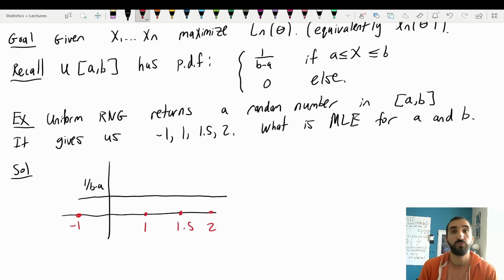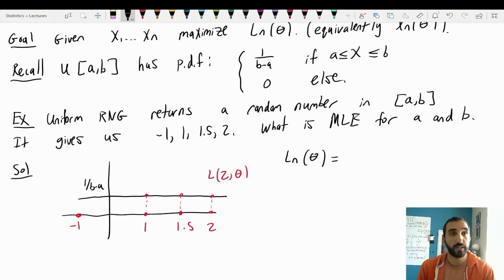So what we do is you can imagine these little vertical lines popping up. And that vertical line is the likelihood of this occurring. So again, it's not the probability in a continuous distribution. The probability of any one event occurring is 0, but you can still talk about the likelihood. So this is the likelihood of 2 given theta. Okay, so with all this in mind, what is the likelihood of the data along with theta? So theta here are the parameters of the distribution, so it's A and B.